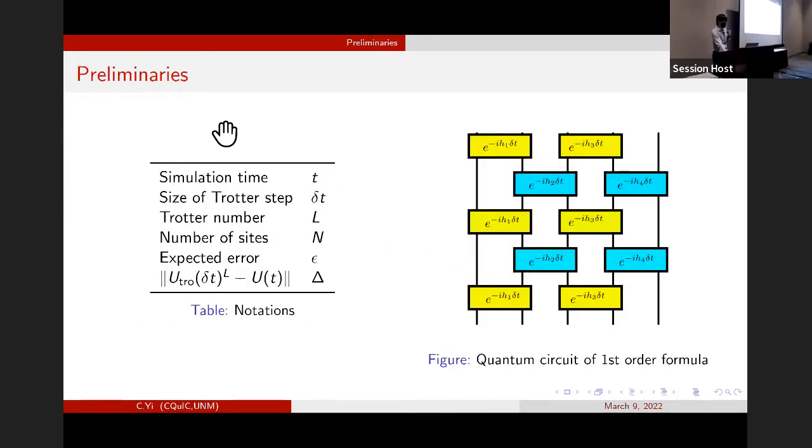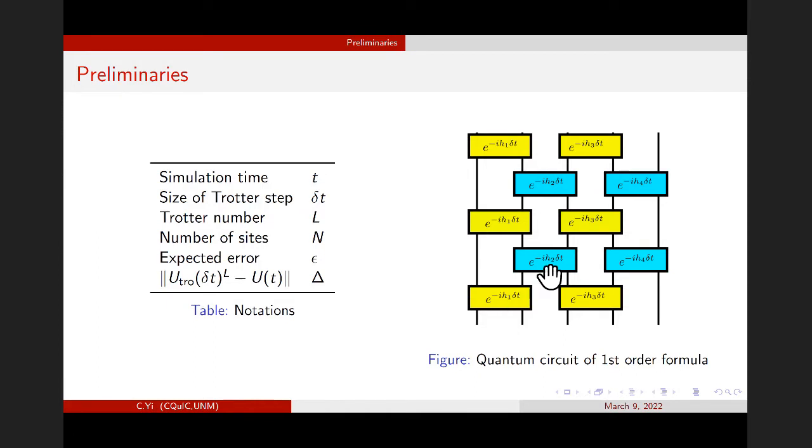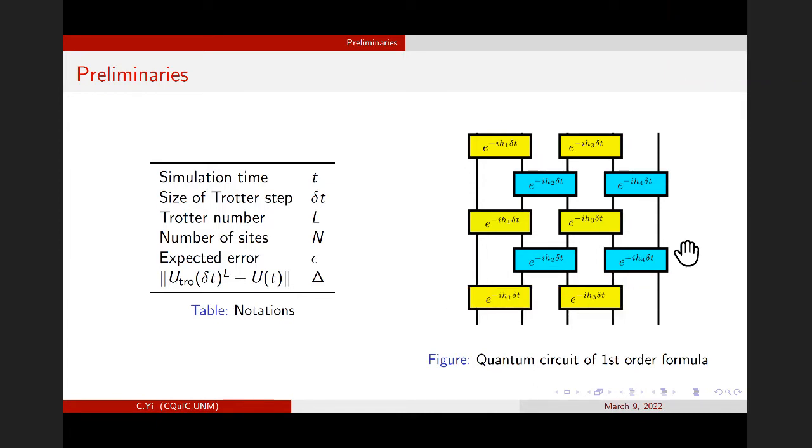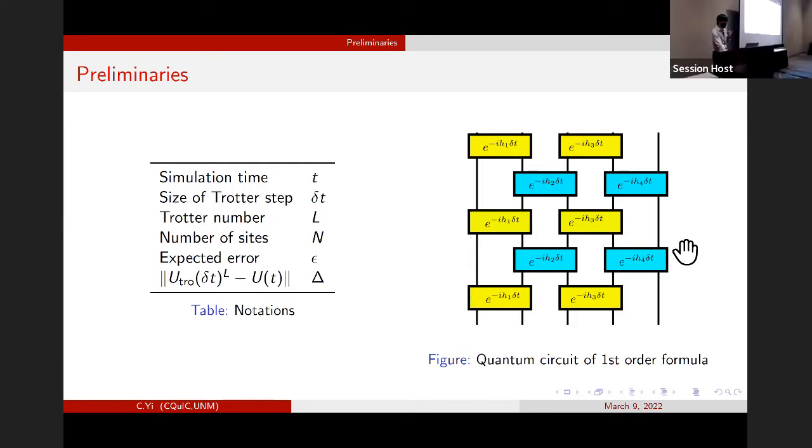On the left-hand side is a list of notations. On the right-hand side is a simple illustration of this algorithm, where the Hamiltonian we simulate is H1 plus H2 plus H3 plus H4. We first separate the local terms into two layers, and then the first order formula gives us these four quantum gates as a good approximation of a single time evolution. If we repeat this procedure again, eventually we can simulate this evolution for a very long time.